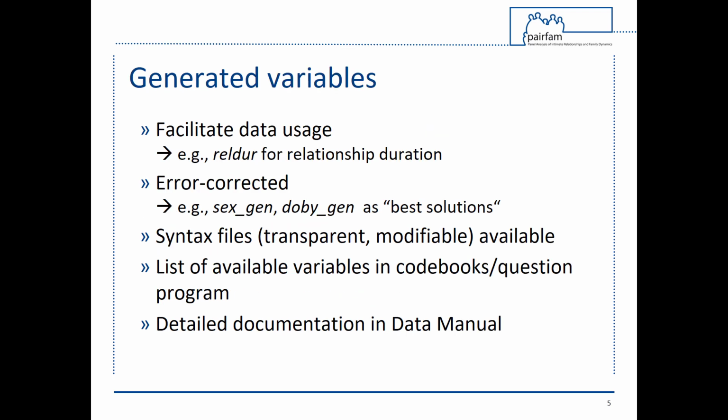Why does pairfam provide generated variables? Generated variables are indicator variables generated during data processing to facilitate data usage. The generated variable rel_dur, for example, stores the relationship duration with the anchor respondent's current partner. This information is originally stored in individual event history calendar variables for each month of the previous year.